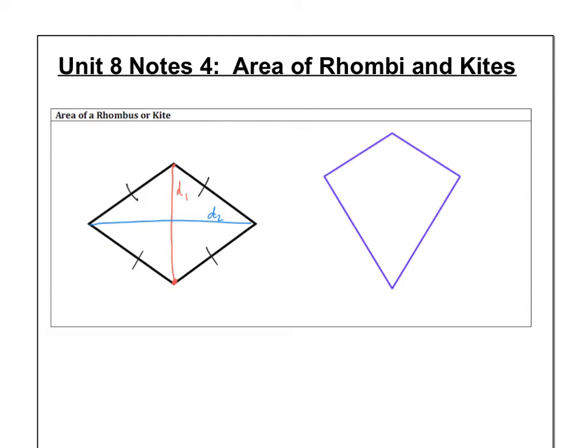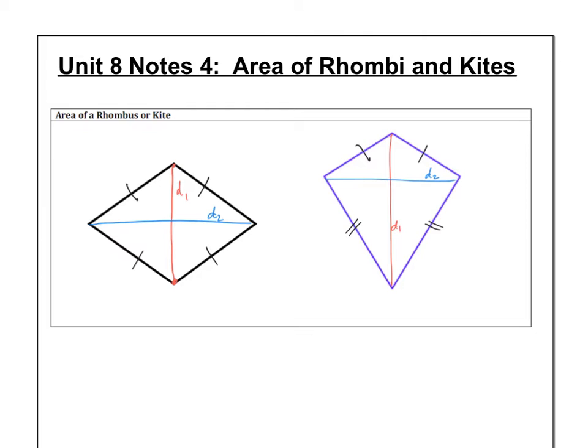Same thing in a kite. A kite can also have diagonals. So remember, a kite has 2 pairs of consecutive congruent sides. So these 2 sides up at the top, they look congruent, and these 2 sides down at the bottom, they look congruent. It has 2 pairs of consecutive, right in a row, congruent or equal sides. And again, it can have diagonals. So here's one diagonal, and here's the other diagonal. So I'll call this D2, and I'll call this D1. And they go all the way across the shape from one corner to the opposite corner.